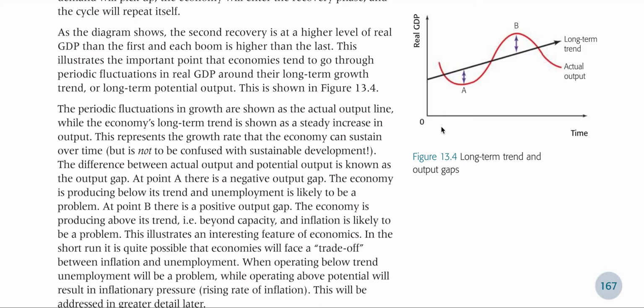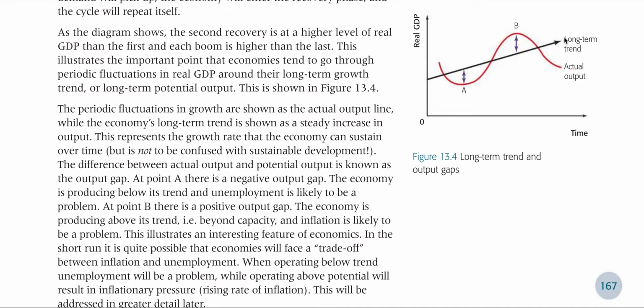When you have multiple cycles, you can start developing a long-term trend line. This figure here, 13.4, shows the fluctuations over time. You can see the recession, trough, recovery, boom, recession, trough. The long-term trend line is actually a straight line.